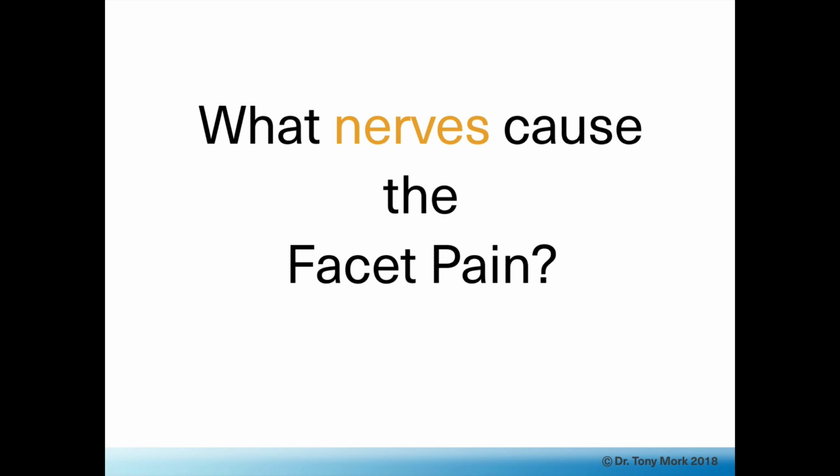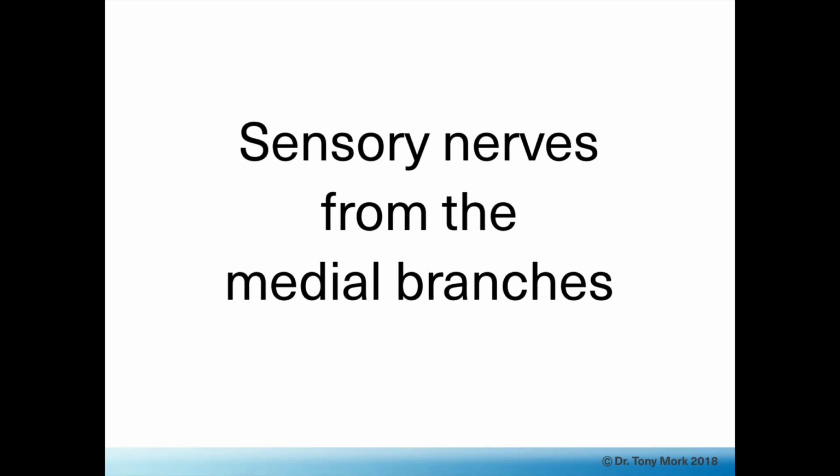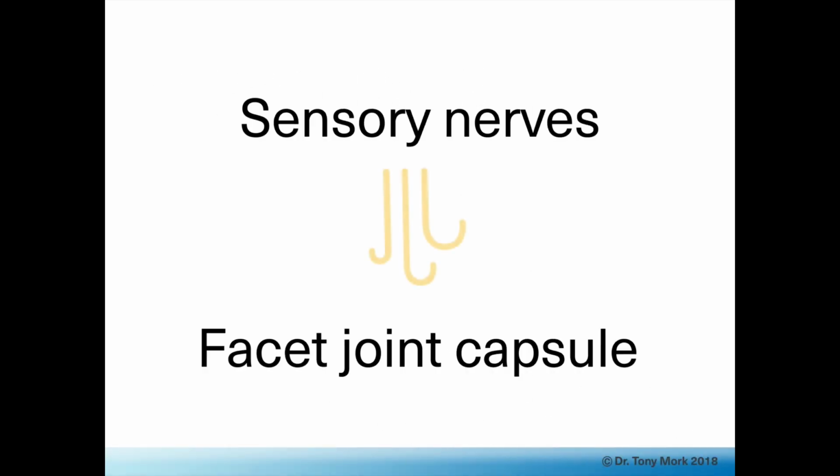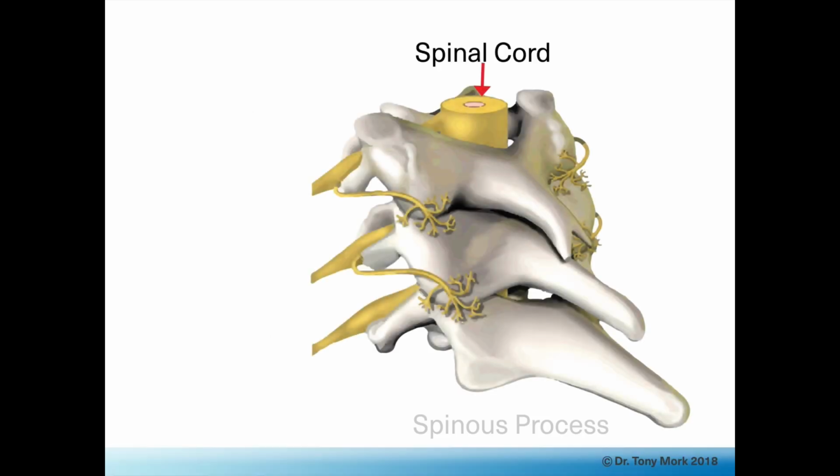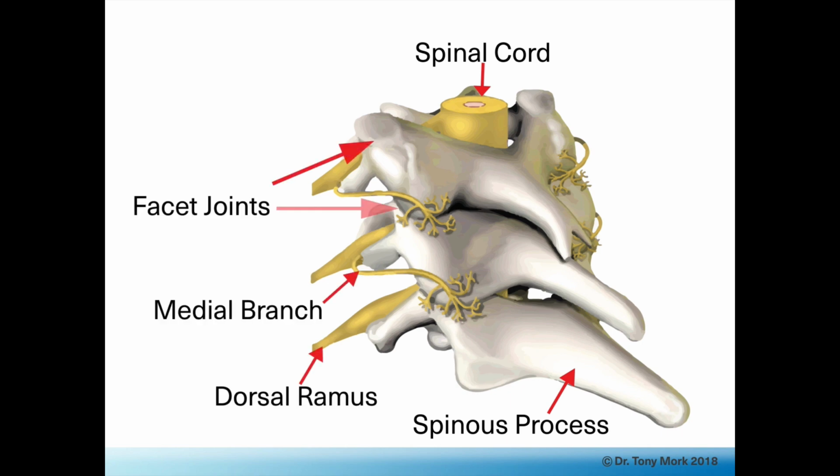And what nerves cause all this facet pain anyway? Well, the sensory nerves from the medial branches. If we look at the sensory nerves, we can see that they're going to the facet joint capsule. And here we see a picture where there's the vertebrae of the cervical spine. We see the spinal cord, the facet joints, the medial branches, and then you can see the small little branches at the end all going into the facet joints.